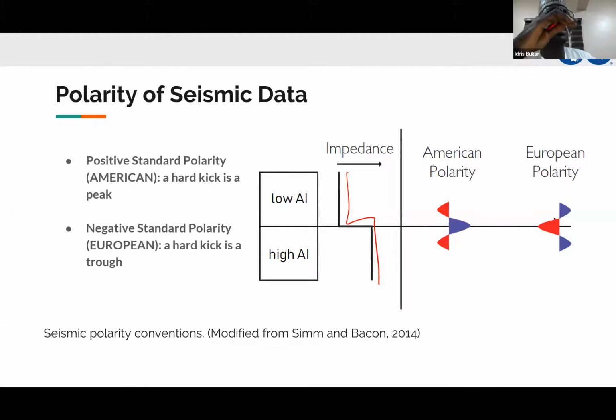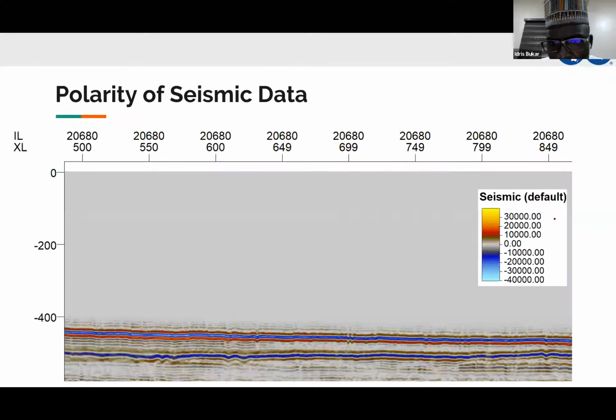In fact, the American and Canadian use the same polarity, I think. And then the European is European, Australian, something like that. And this sets the stage for a lot of confusion until you have fully understood or gotten it down. So, I give you one way to check the polarity of your data.